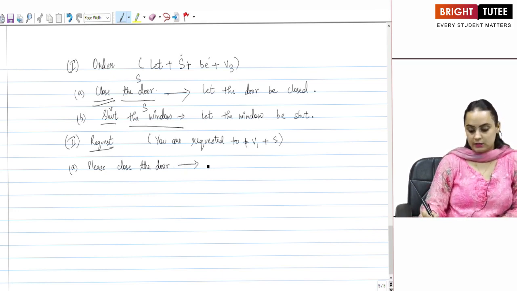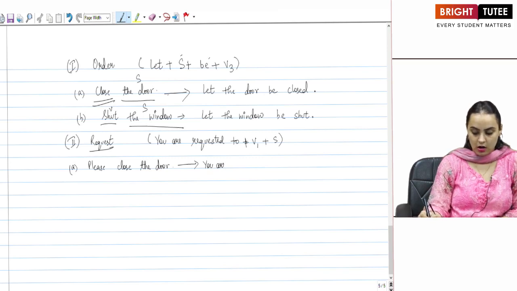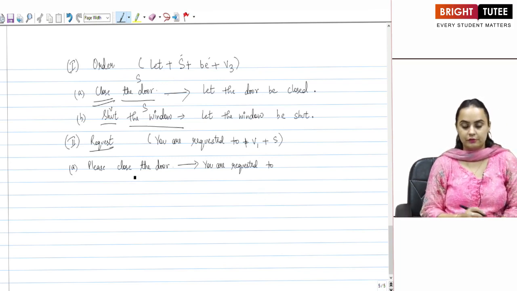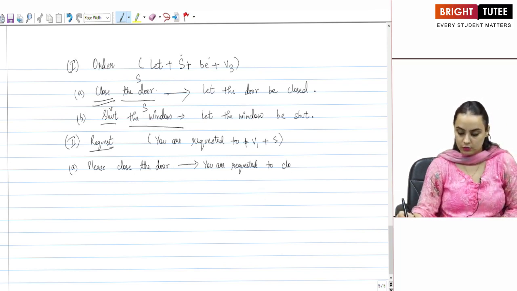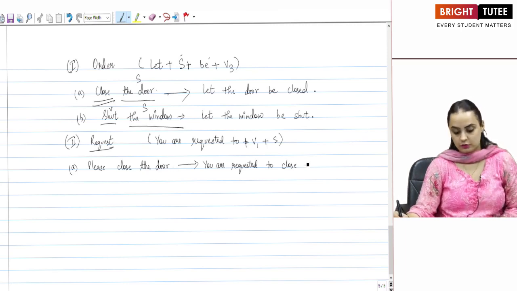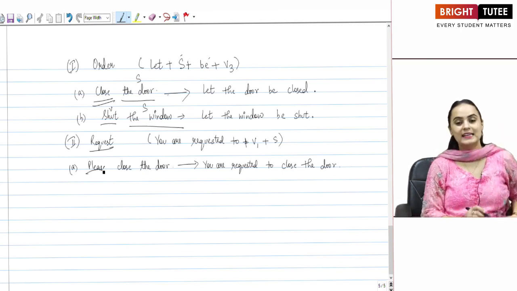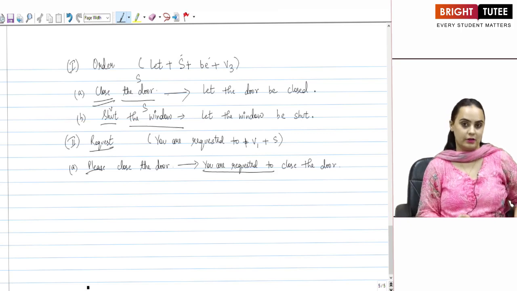What do we write? You are requested to. What is the first form of the verb? Close. And what do we have to close? The door. So everything remains the same. Only this "please" changes to "you are requested."